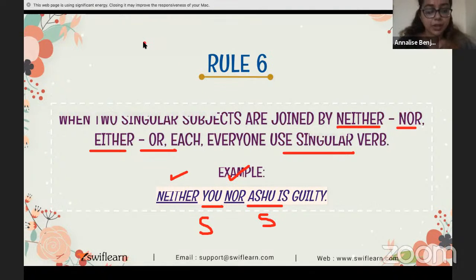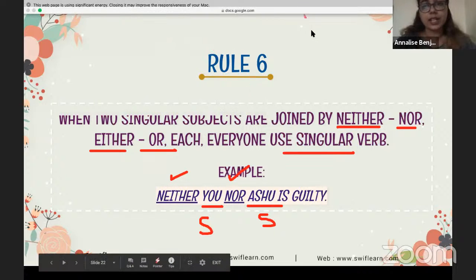Okay, for Santoshi, you asked if "is" is common for both singular and plural. No, for singular we will use is, and for plural we will use are. For plural we always use are.